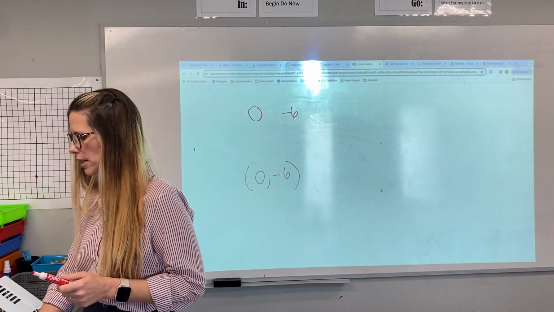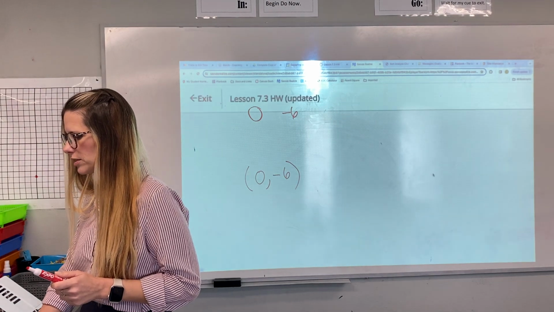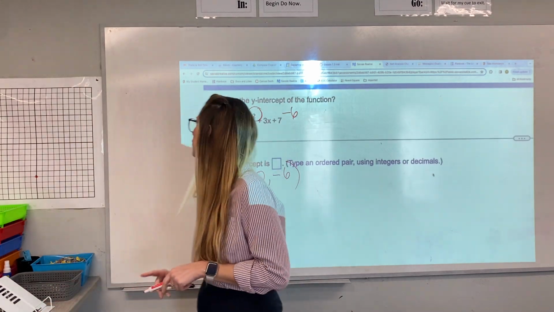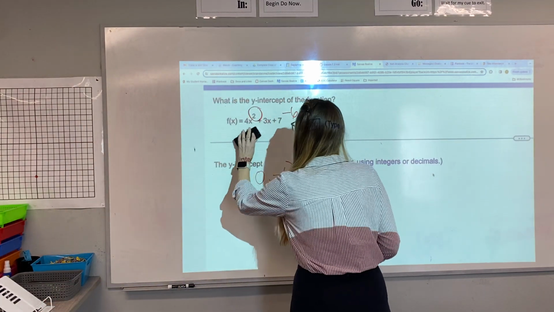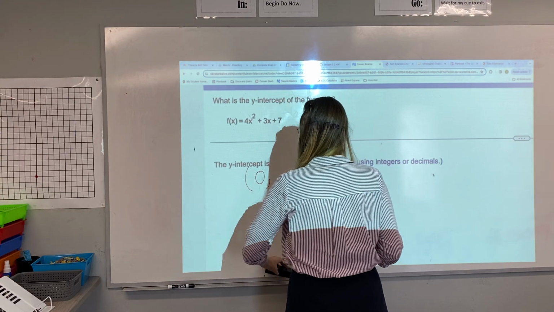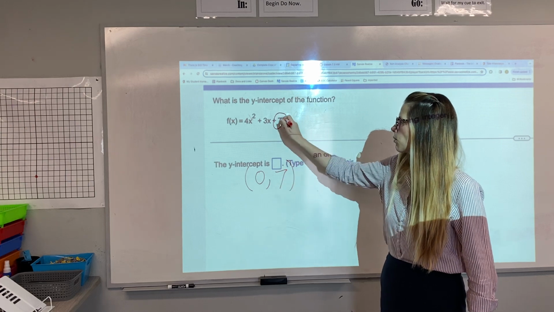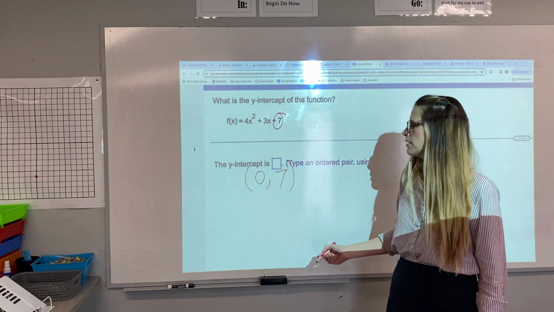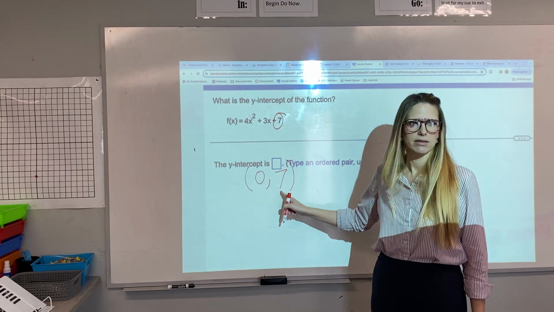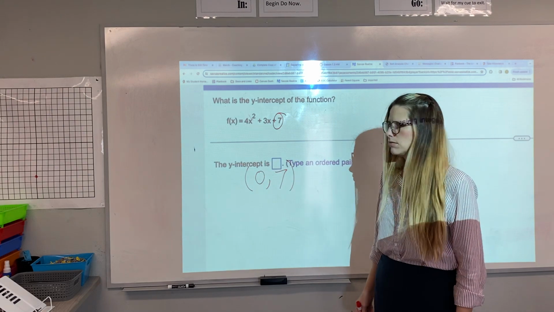Okay, next one. Is everybody good for their specific y-intercept that they got? For this function, what would the y-intercept be? Parentheses 0, comma, 7. Yep. Here's your y-intercept, +7. So it would be 0 for the x value, 7 for the y value on the y-axis. How would we write that?